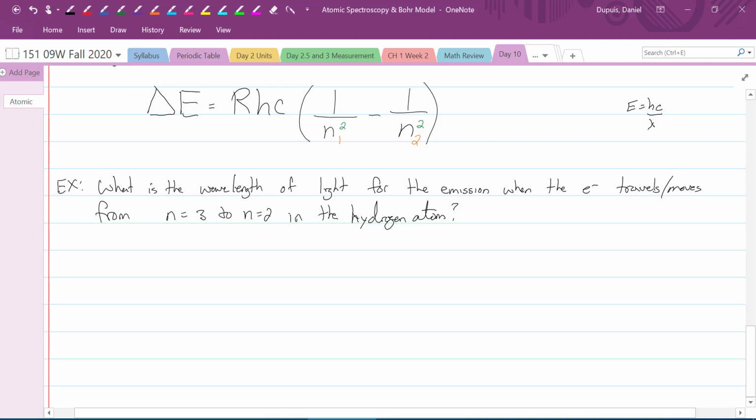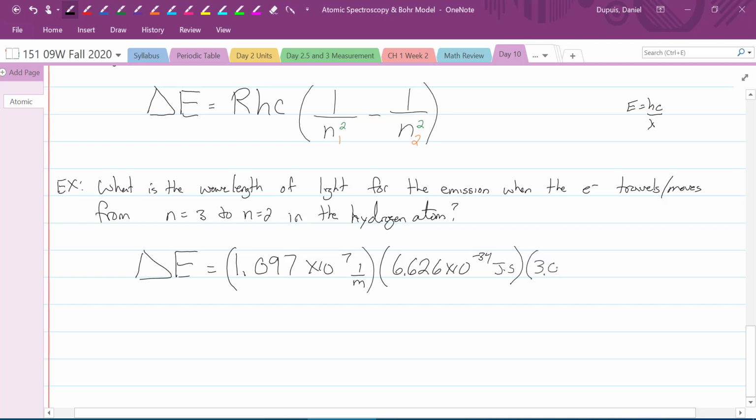So, delta E is what we're looking for, kind of, equals R, 1.097 times 10 to the 7th, 1 over meters. H, 6.626 times 10 to the negative 34 joules times seconds. And C, 3.00 times 10 to the 8th meters per second. All right, so now we have the n's.